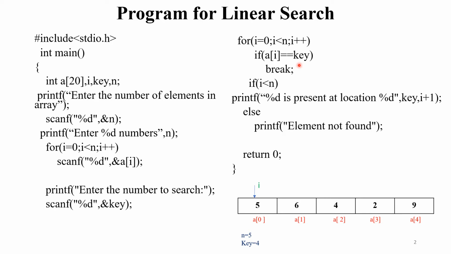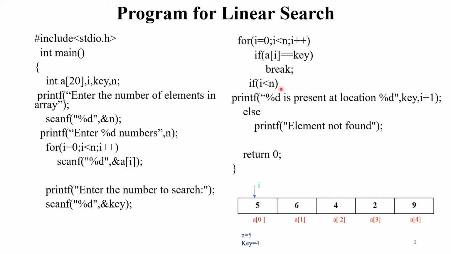So is 5 equal to 4? This condition is false. Then our i is incremented by 1. That is, now i is 1. So is a of 1 equal to key? A of 1 is 6. So is 6 equal to key, that is 4? 6 is equal to 4. This condition is also false. Then i is incremented by 1, which means now 1 plus 1 is 2. Our i is 2. So a of 2 means 4. 4 is equal to 4. This condition is true.